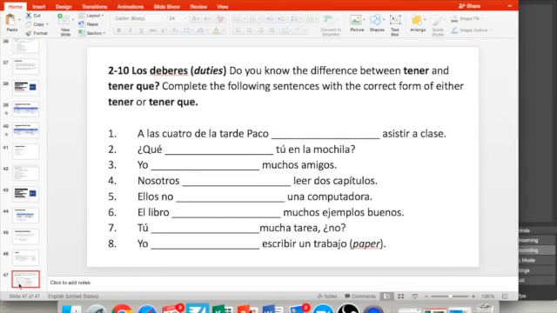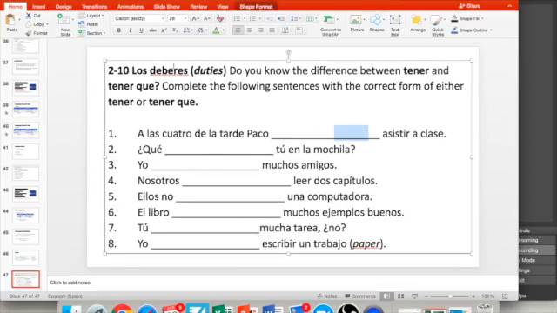So look at number 1. A las 4 de la tarde, Paco blank asistir a clase. So at 4 o'clock in the afternoon, Paco has or has to attend class. Well, obviously has to makes more sense here. So you automatically know that after the word tener, you're going to need a que. So I'm going to go ahead and put that in here so I don't forget it later. Go ahead and throw my que in. Okay. And I'm saying at 4 o'clock that Paco, that he has to.